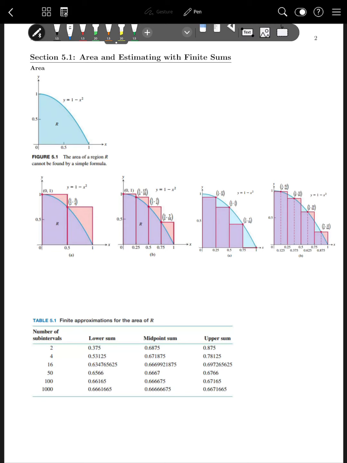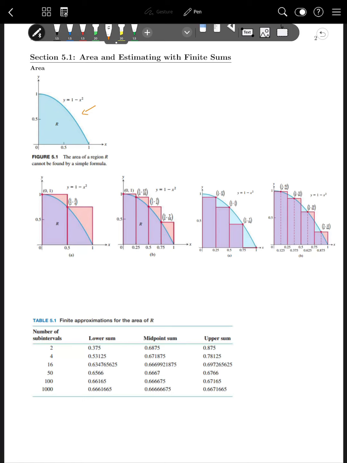In chapter 5, what we're going to start looking at is the idea of the definite integral. In the last section of chapter 4, we introduced the idea of the indefinite integral, and we're going to talk about how they're related to one another and their applications.